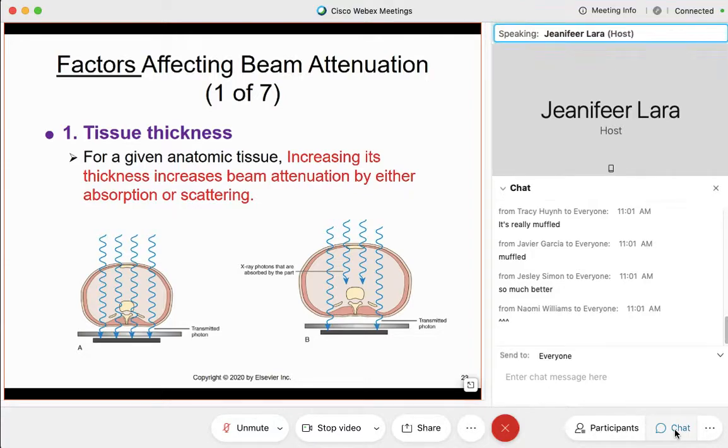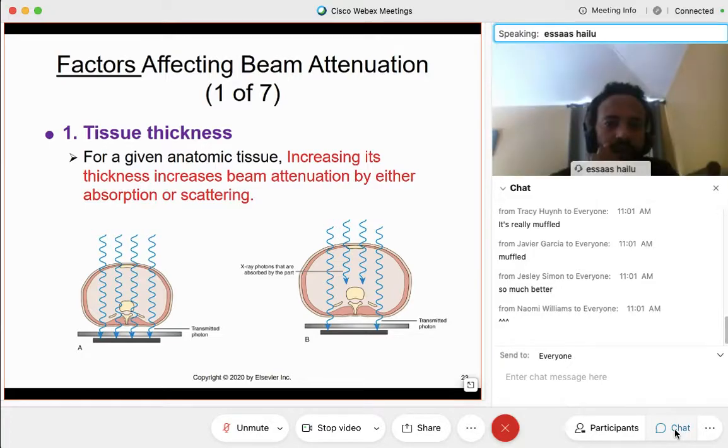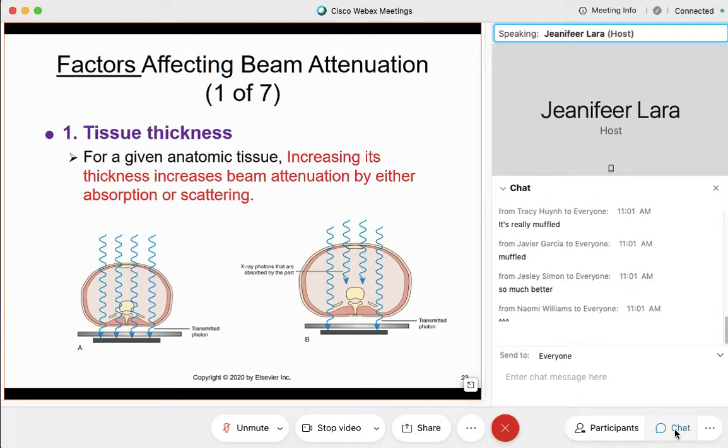So let's talk about factors. We know technical factors. What controls beam quantity, Isaias? Sorry, I said, what controls beam quantity? Beam quantity. It's mass. Good. So we know what technical factors are, but here I'm talking about factors affecting beam attenuation.